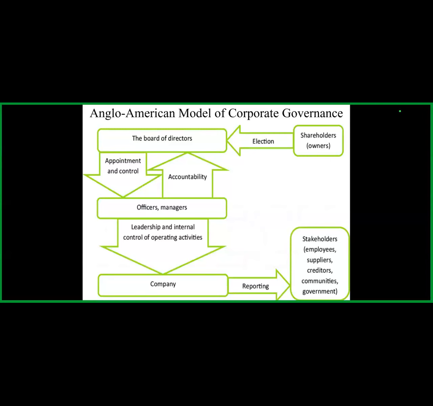So yesterday, or in the last session, we had discussed the contribution of various committees in the development of corporate governance in India. Today, we will be talking about the different models of corporate governance, and if time permits, we will also discuss the various theories of corporate governance. And that will be the end of unit number 1.